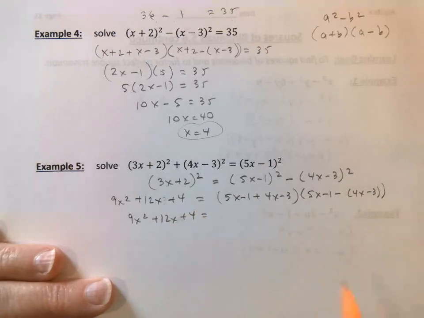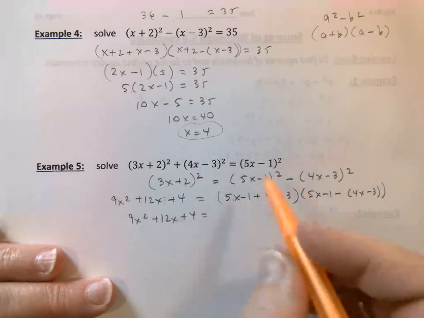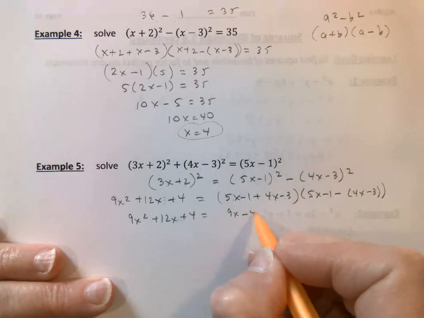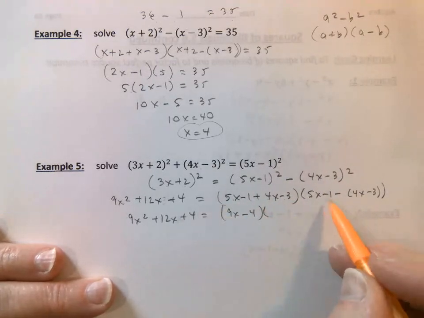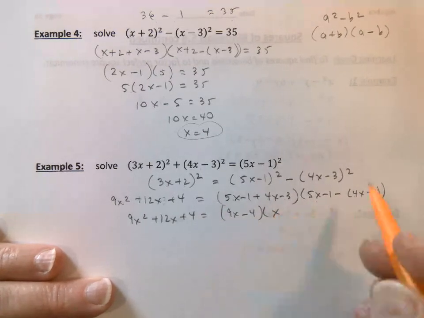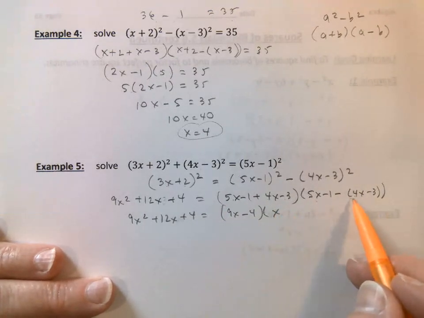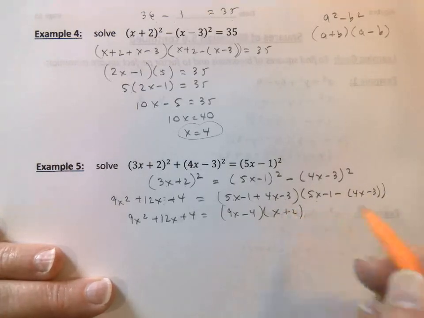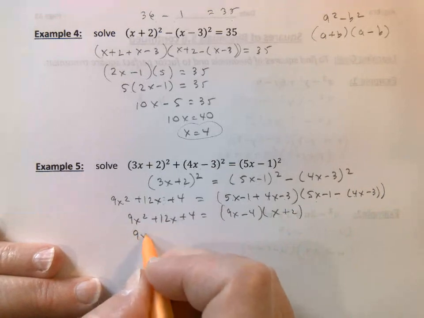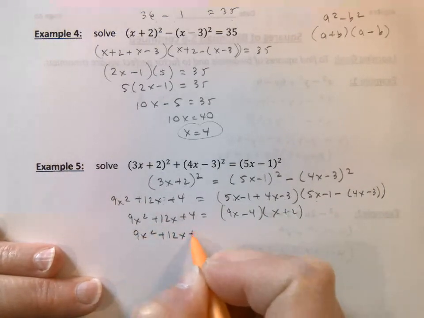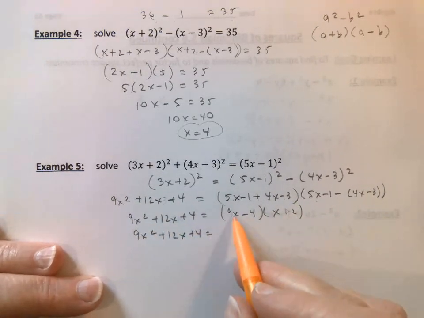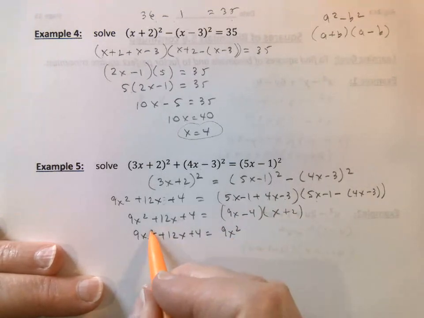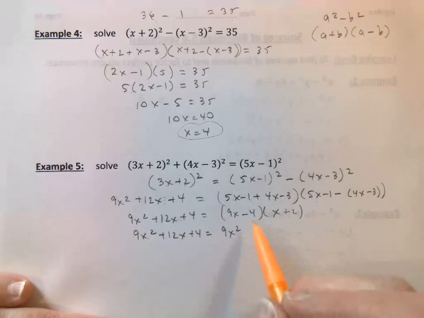I got to simplify this whole side first. So 5x plus 4x is 9x, and negative 1 plus negative 3 is negative 4. And 5x minus 4x is just x. And then this becomes a plus 3, negative 1 plus 3, so it's plus 2. All right. 9x squared plus 12x plus 4 equals. Now I'm going to use FOIL here. So this is going to give me 9x squared, which is nice because those will cancel out then. So I have a feeling I'm on the right track.